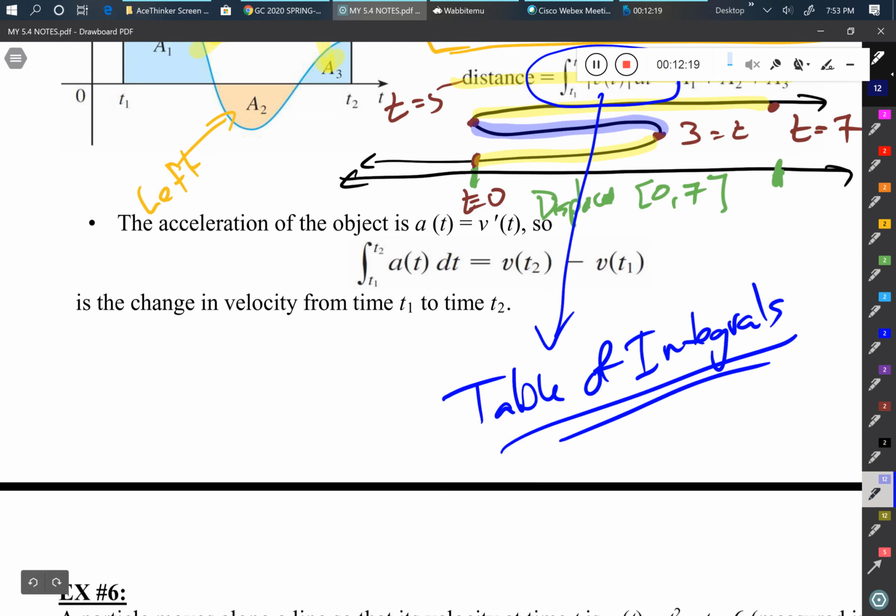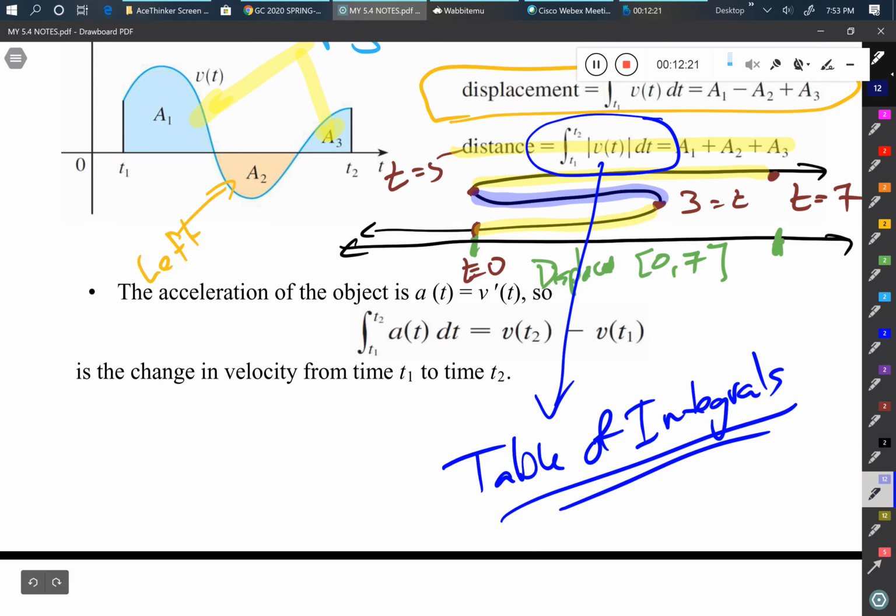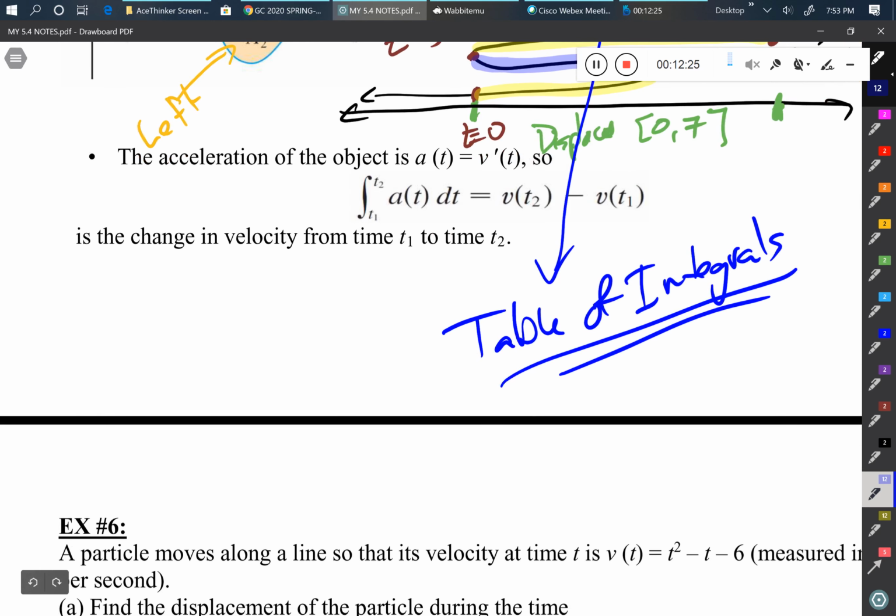So now what am I saying? I'm saying that down here, what this formula right here tells you to do is actually something you can't do. You cannot do the integral from t1 to t2 of the absolute value of v of t dt. It's impossible. There is no such thing as an absolute value antiderivative.